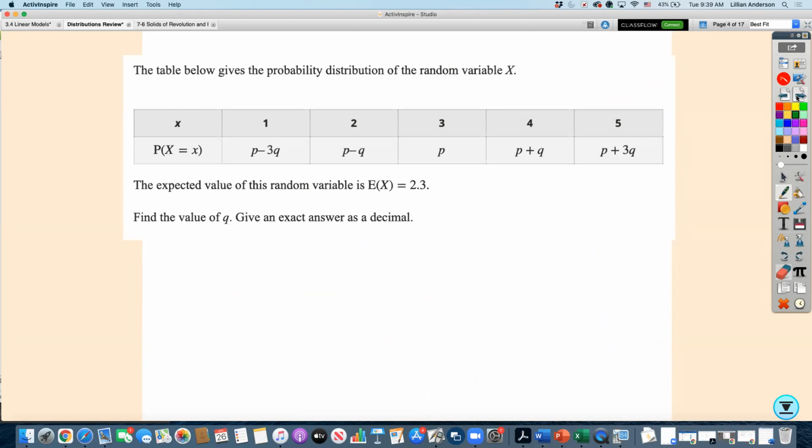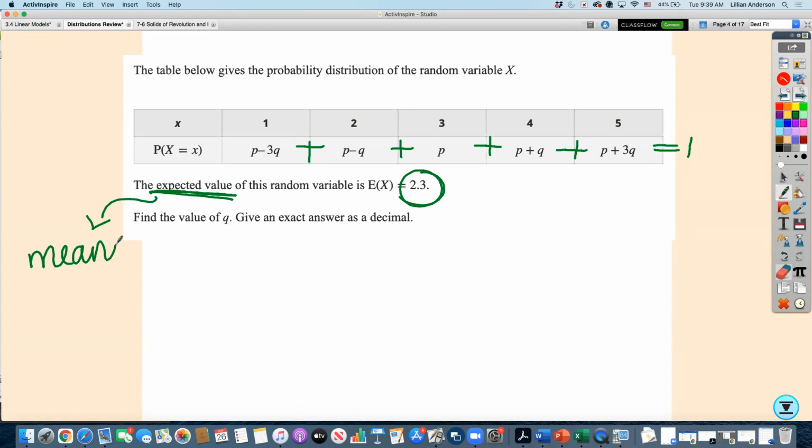The table below gives the probability distribution of a random variable X. Okay, so again, another probability distribution table where all of these values should add up to equal 1. But there's an additional piece of information. The expected value is equal to 2.3. Expected value is the same thing as the mean of the distribution.